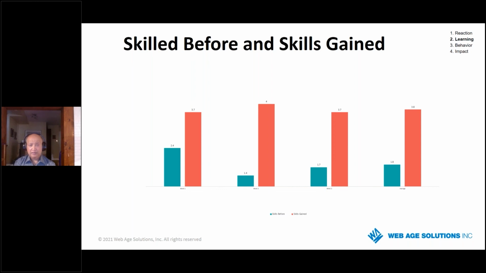And the last one is skills before and skills gained. Every week we measure where they started and where they ended. This is reported by the students themselves. They felt coming into the first week they knew 2.4 and they came out with 3.7 out of 5. And for the second week, they came in thinking they knew 1.4 and left with a 4, which is a huge learning gain. And then in the third week, they came in knowing 1.7 and left with 3.7. And in the fourth week, they came in knowing 1.8 and left with 3.8. So these are the little glimpses of the report that we typically provide.